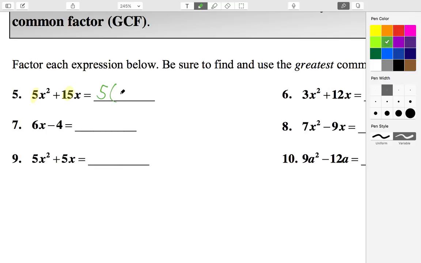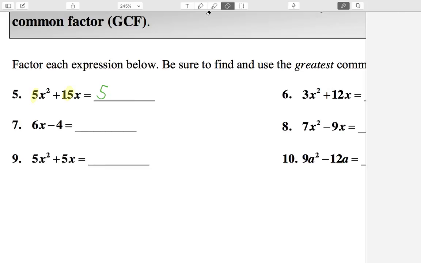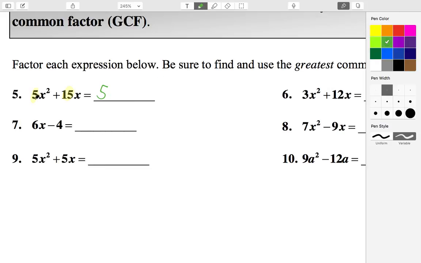Oh, look at me. I'm trying to tell you what to do, and I'm not even doing it. I put the 5s, but I didn't even look at the x squareds. How many x's are in common? 1. 5x times what gives you 5x squared? X. 5x times what gives you 15x plus 3.